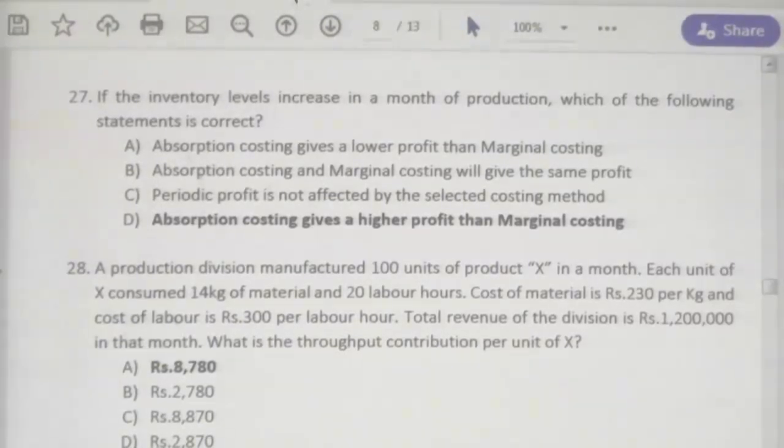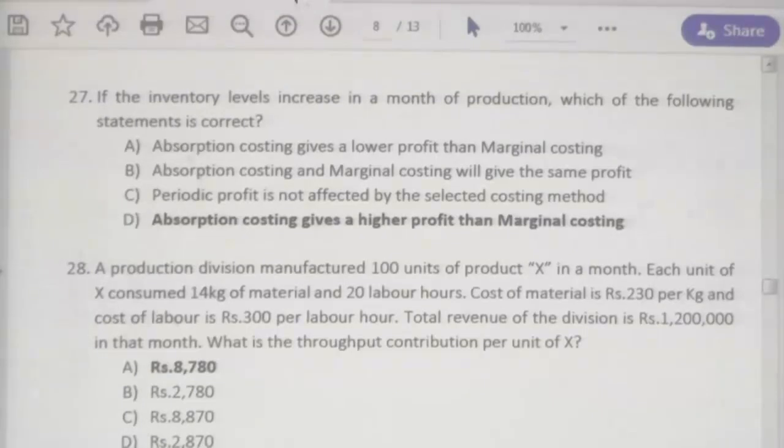B: Absorption costing and marginal costing will give the same profit. No. In absorption costing, closing inventory will be measured including both marginal cost and fixed overhead. But marginal costing values the closing inventory including only the marginal cost, that is direct cost. Therefore it cannot be the same. C: Periodic profit is not affected by the selected costing method. No, it will change. Therefore the answer is D: absorption costing gives a higher profit than marginal costing.